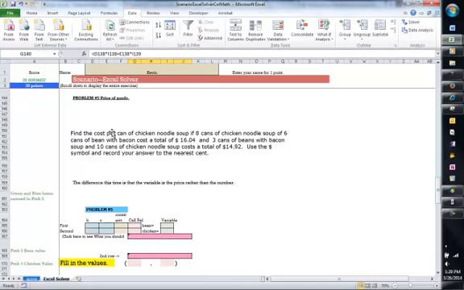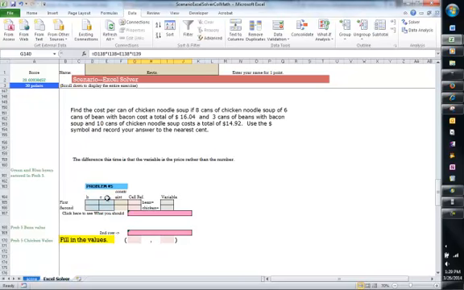Find the cost per can of chicken noodle soup if 8 cans of chicken noodle soup and 6 cans of beans with bacon cost a total of $16.04, and 3 cans of beans and bacon soup and 10 cans of chicken noodle soup cost a total of $14.92. The difference this time is that the variable is the price rather than the number.